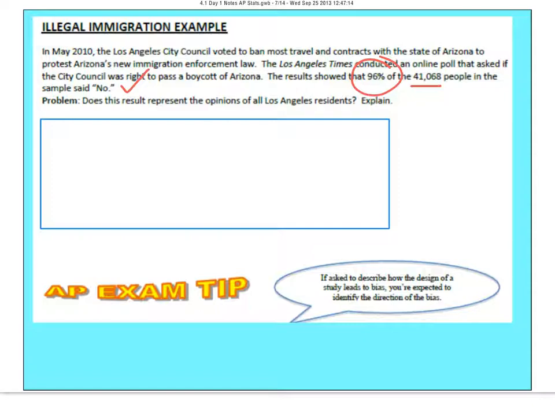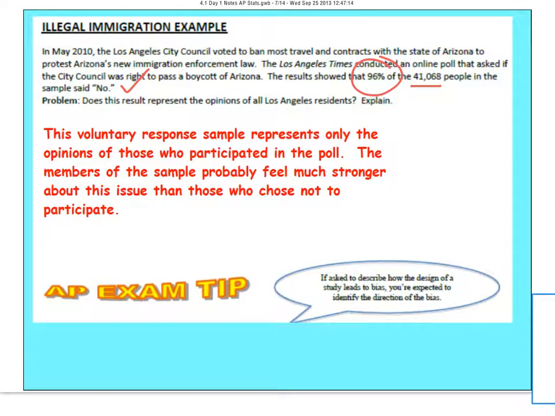Clearly in this example, first of all, this was an online poll. So only those that have online access could answer it. And if people didn't really care about the problem, maybe they didn't even spend their time answering it also. Does this address all of Los Angeles residents? Clearly not. It only addresses those that have internet access and those that have strong opinions. So in this case, we would say that this is definitely a voluntary response sample that's taken place.